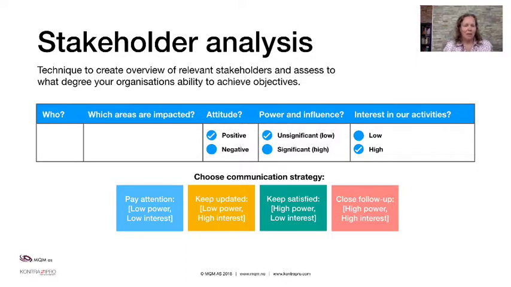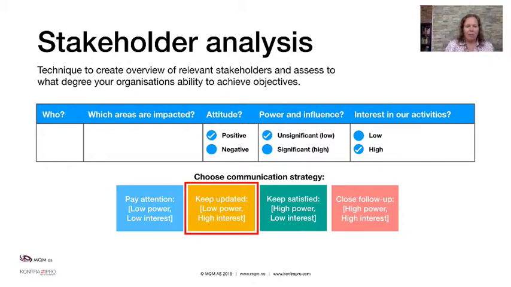And based on these steps in the blue model here, you can determine what kind of strategy you should choose. In this example here, it's the amber box that's chosen because we have a positive attitude. That doesn't matter, but we have a stakeholder that has insignificant power and influence, but he has a high interest. So you want to keep him updated, make sure he doesn't give you a lot of trouble, but he can't really affect you that much.